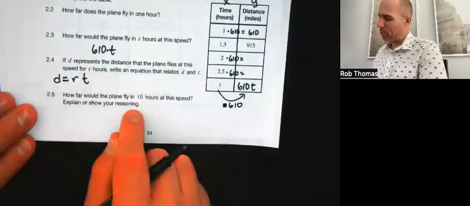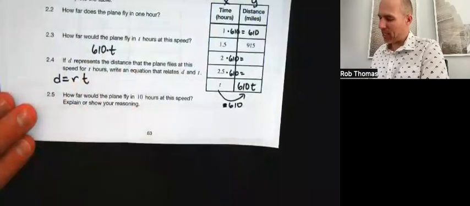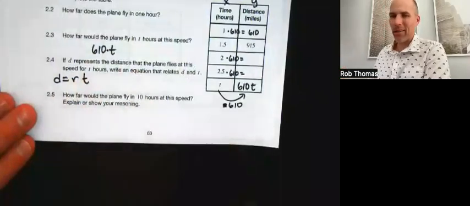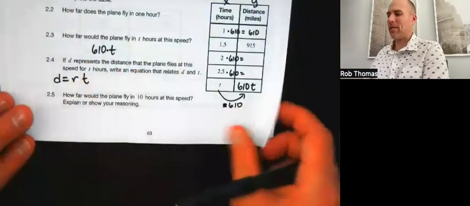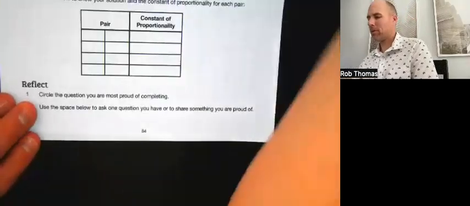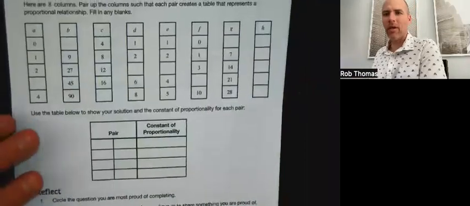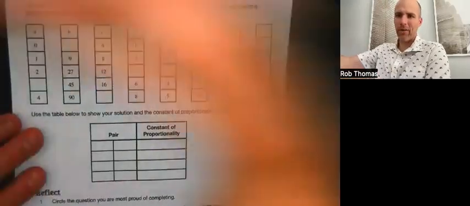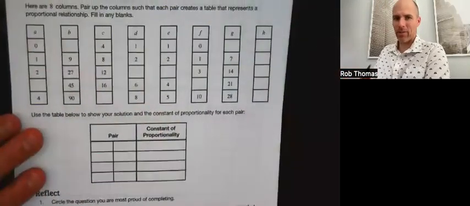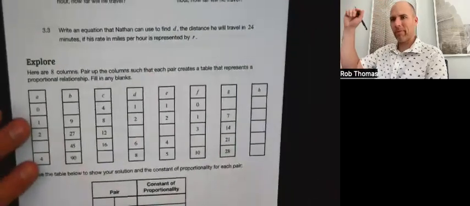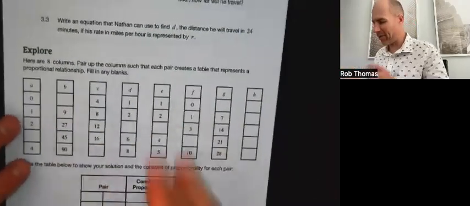All right, so how far would the plane fly in 10 hours at this speed? Show your reasoning. That's just another way of saying show your work. Okay, take its speed, multiply it by 10. You got that. If I'm going a little fast for you whenever I'm doing this, you can pause the video real quick and do 610 times 10 to get an answer on that next one, and then keep playing it, right? All right, so we're on the next page here, or if you're doing it online, then you're on the next screen, whatever.